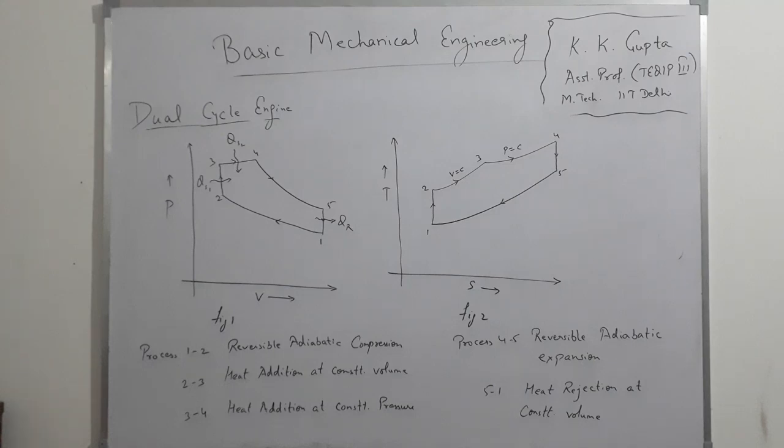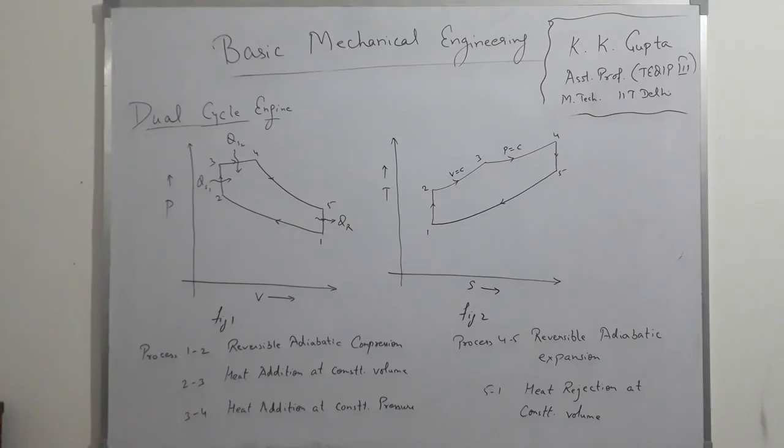Hello dear students, in this session we will study dual cycle engine. Figure 1 is showing the PV diagram for the dual cycle and figure 2 is showing the TS diagram for the dual cycle. PV is pressure volume diagram, TS is temperature entropy diagram.